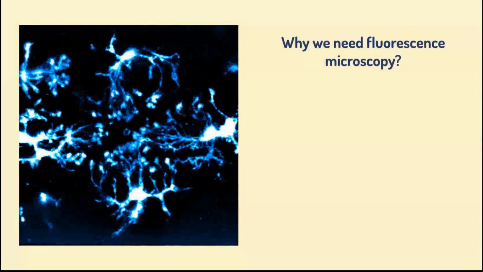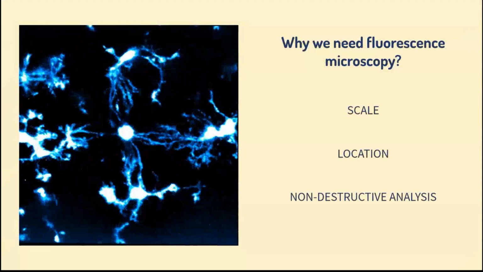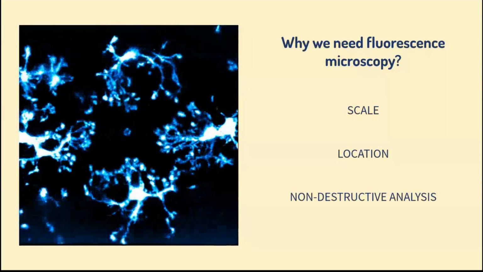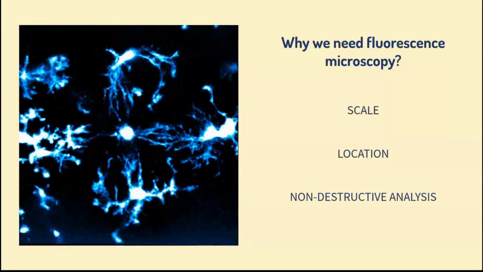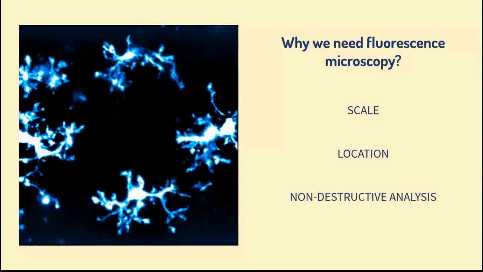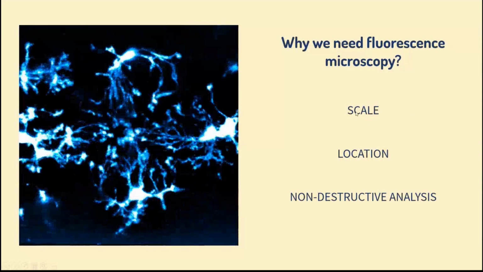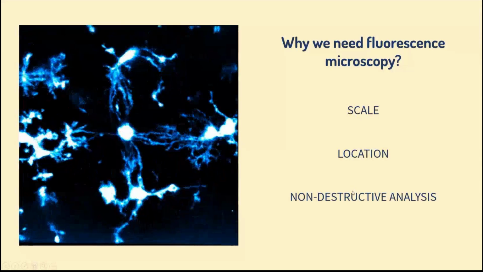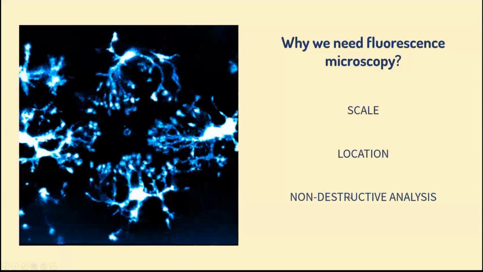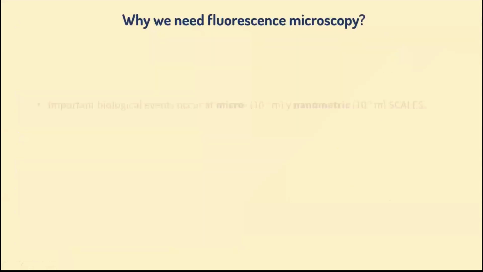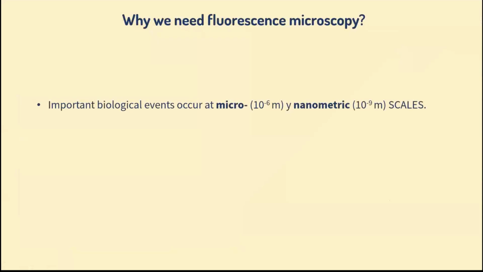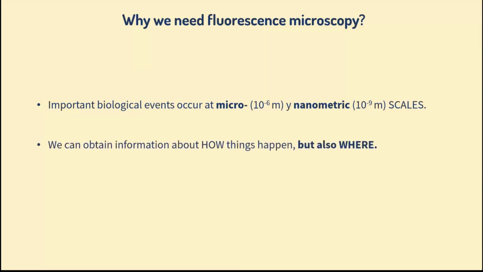So why do we need fluorescent microscopy? We need fluorescent microscopy because it will provide us with these 3 concepts: scale, location, and non-destructive analysis. And I will explain this a little bit more. The scale is because important biological events occur at micro and nanometric scales. So we need to see things that are very tiny, and fluorescent microscopy enables us to see this.